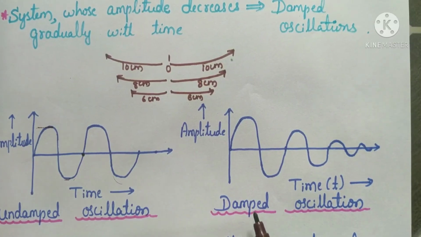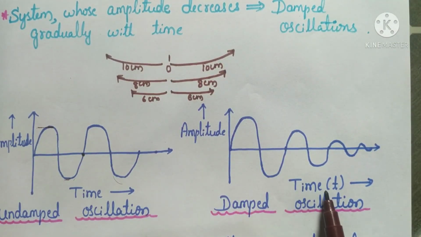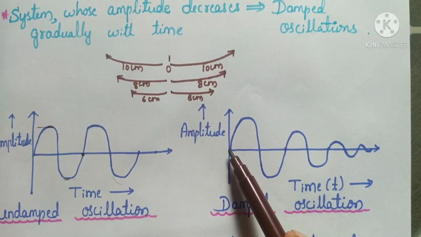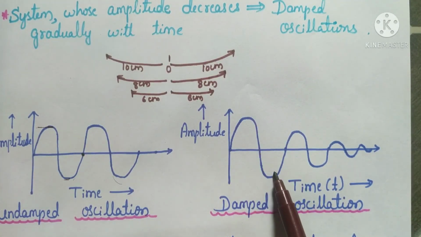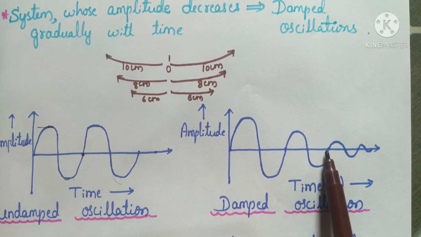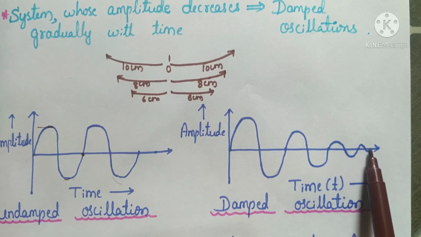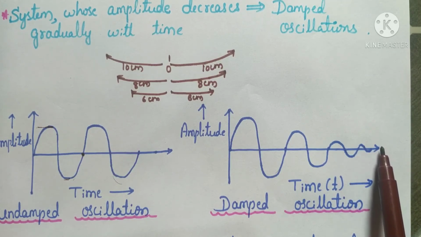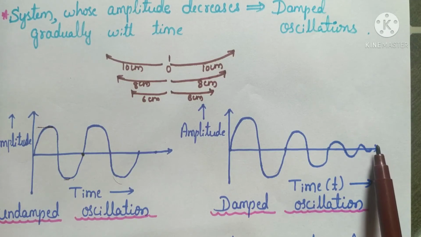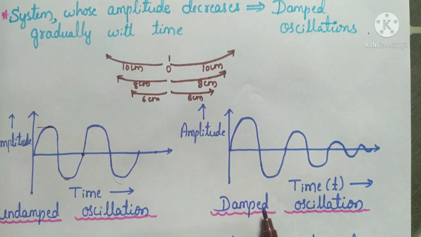In damped oscillations, again along the y-axis we have taken the amplitude and along the x-axis we have taken the time. In the first oscillation the amplitude was high. In the second oscillation what happens? The amplitude gradually decreases, right? In the third oscillation again the amplitude decreases still more. Then again it decreases and finally the pendulum bob comes to rest position. So this is the graphical representation for the damped oscillation.